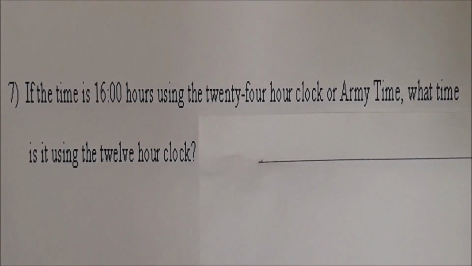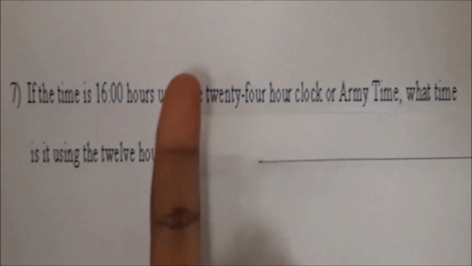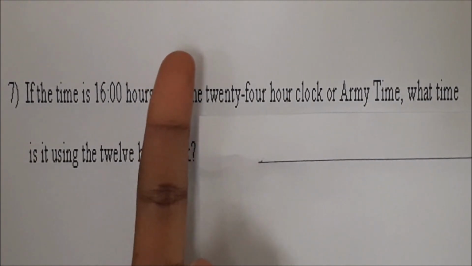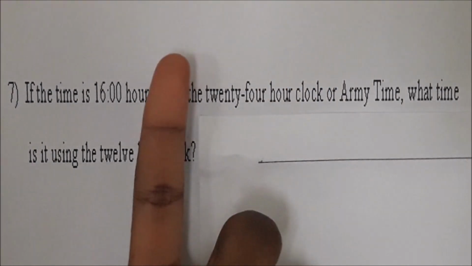Number 7, read it, Raphael. If the time is 1600 hours using the 24-hour clock or army time, what time is it using the 12-hour clock? Okay, and put your fingers up. Let's work it with your fingers. We know that 12 noon is 1200 hours. So put up one finger. That's the 1 hour after 12 noon. So that's 1300 hours.